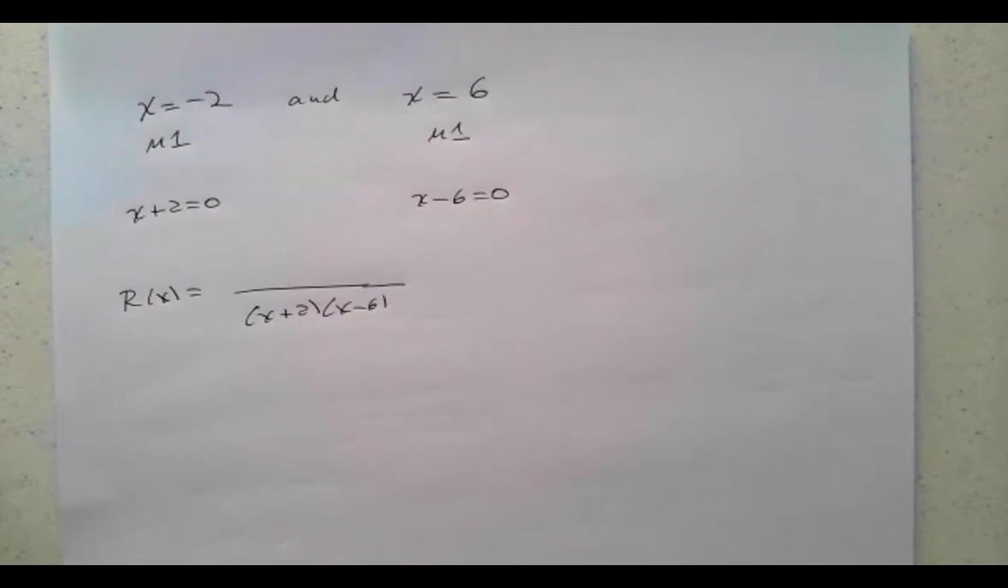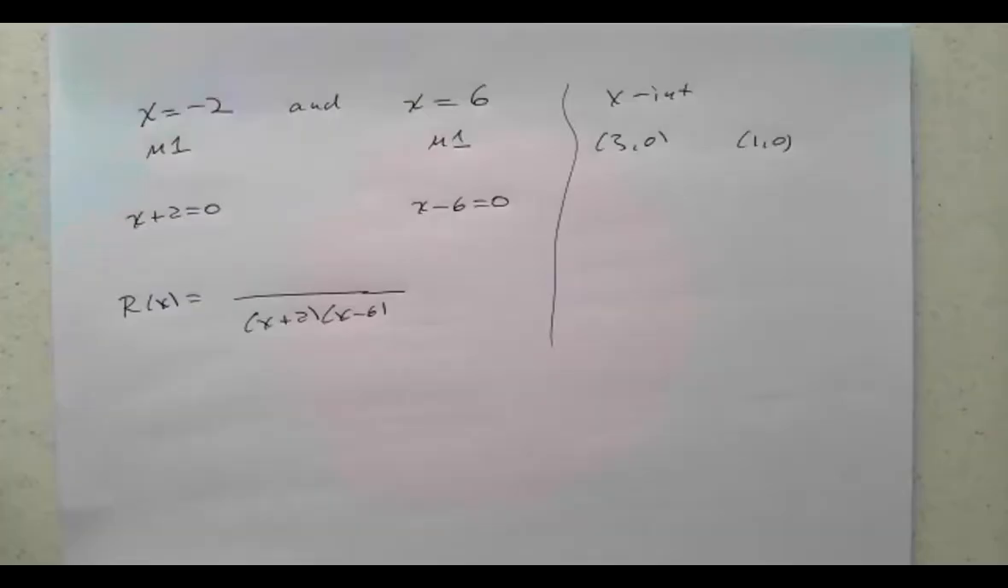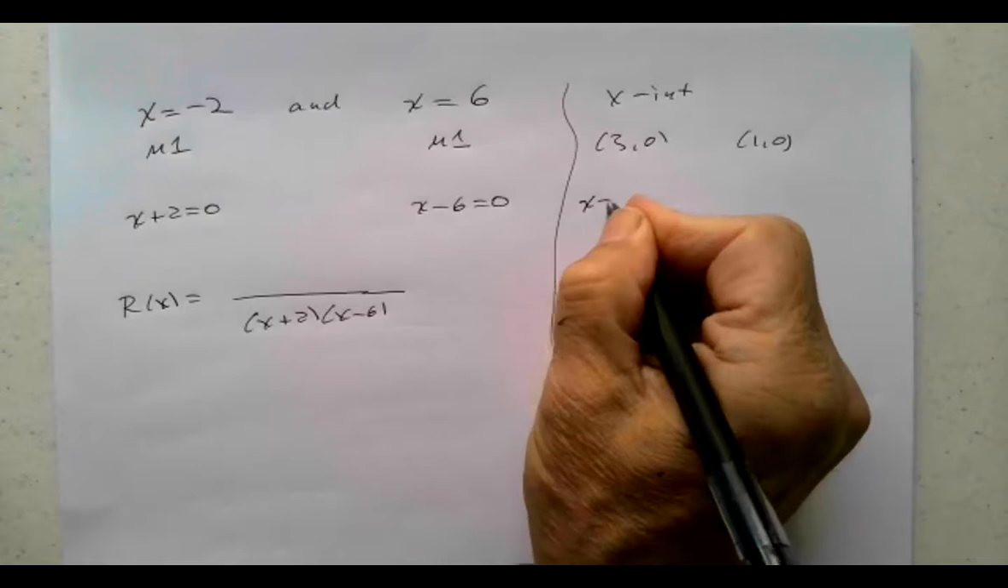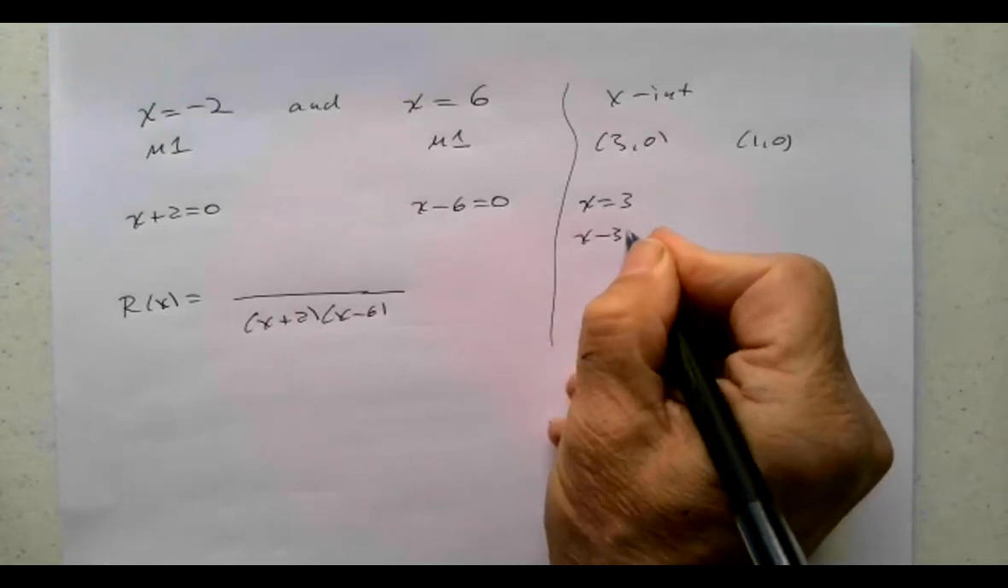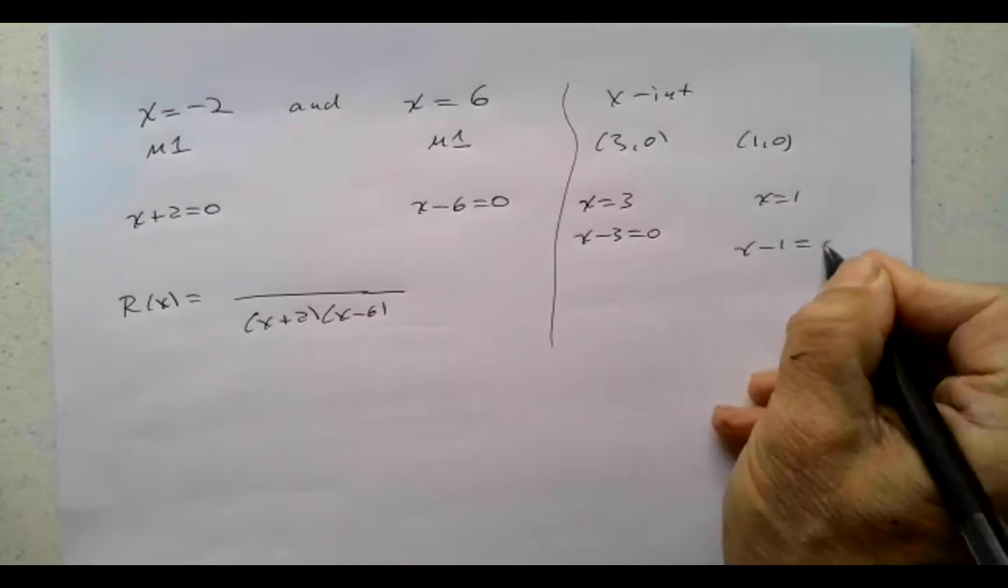Now, what other information do I have about this? I have x-intercepts, an x-intercept of 3, 0, and an x-intercept of 1, 0. Three, 0, and 1, 0. So what does that mean? It means when x is 3, y is 0. So x could equal 3, which means x minus 3 would have to give me 0. Here, x would equal 1. So x minus 1 would have to equal 0.